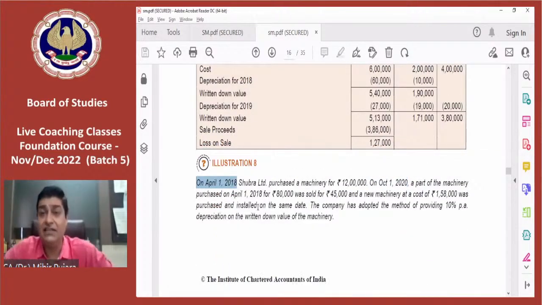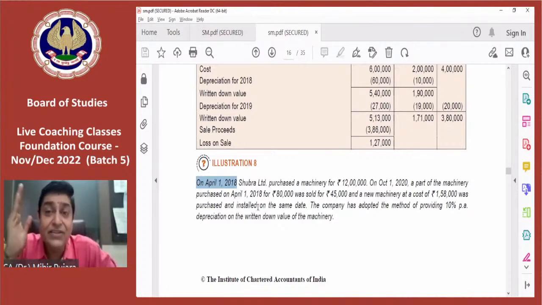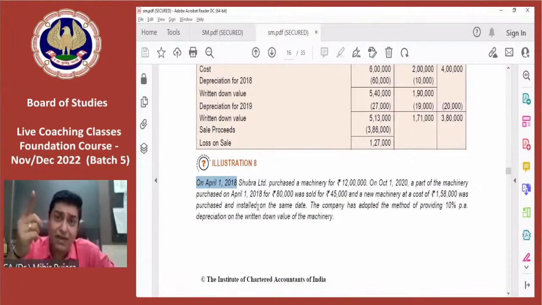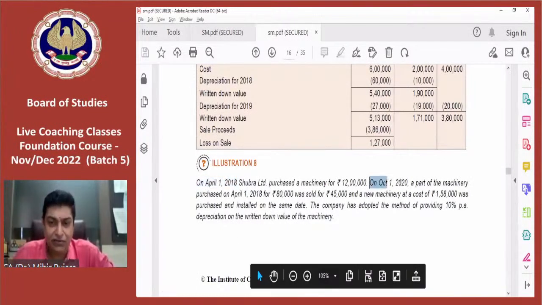If you purchase the asset on 1/4/18, then after 1/4/18, the first March is which one? The first March is 31st March 19, first year. After 31st March 19, the second year is 31st March 20. And after 31st March 20, the date of sale, that is 1st October, is after 6 months.